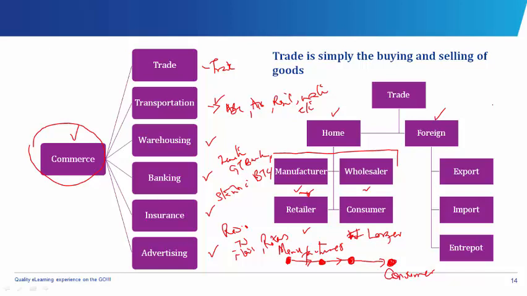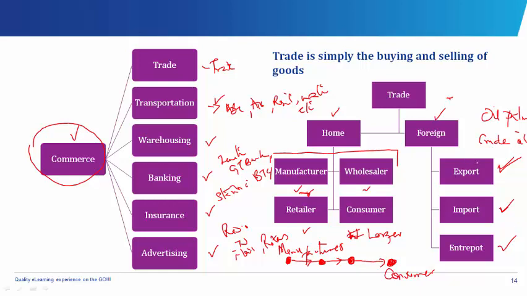Then foreign trade involves buying and selling between countries. It's divided into three parts. You have imports, exports, and entrepôts. Let's start with exports. In Nigeria here, we produce, let's say, oil palm. We process the oil palm and we sell it off to other countries. We also have crude oil. We export crude oil to other countries, so they buy from us and we make the profit here in the country. So that's called exports.